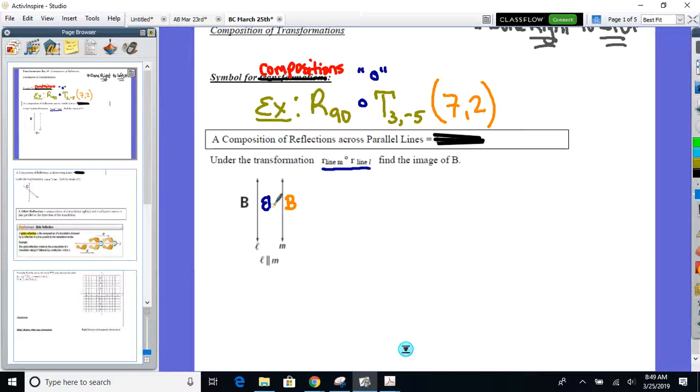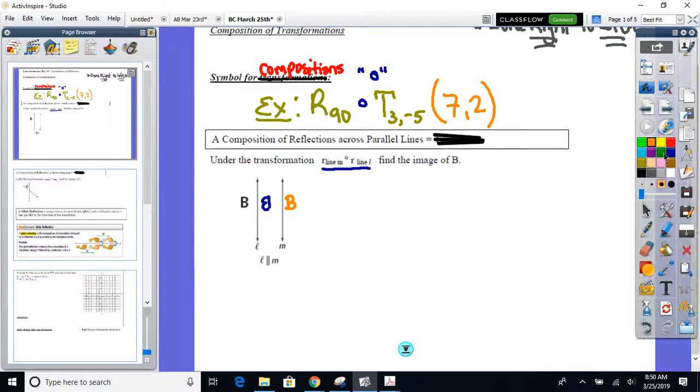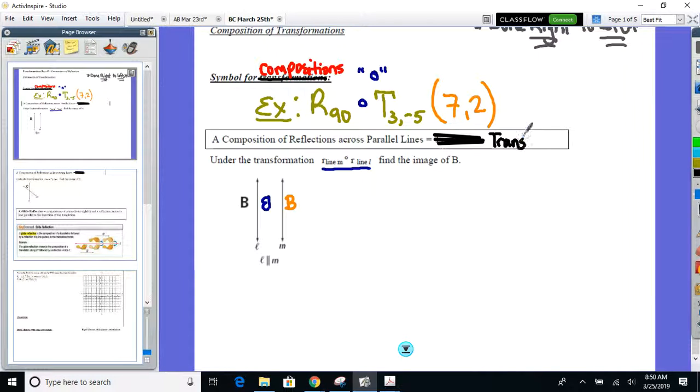And that is true for every time you reflect over two. What type of lines are these? Parallel lines. Anytime you reflect over two parallel lines, it is the same as doing a translation. All right. Anytime you reflect over two parallel lines, same as a translation.